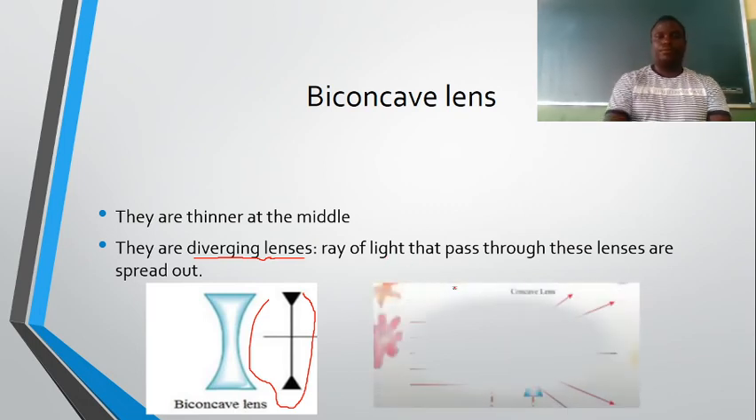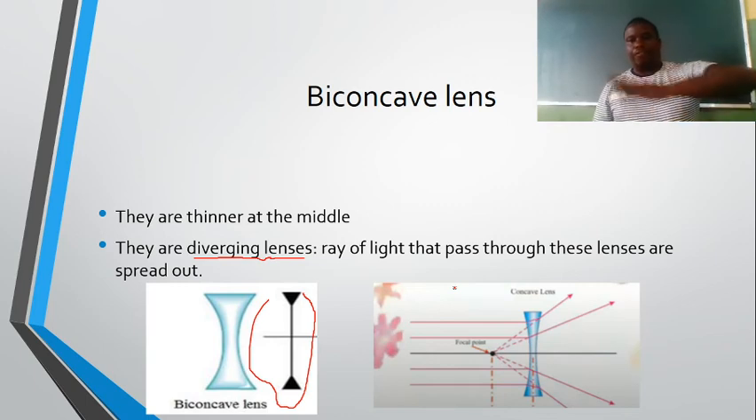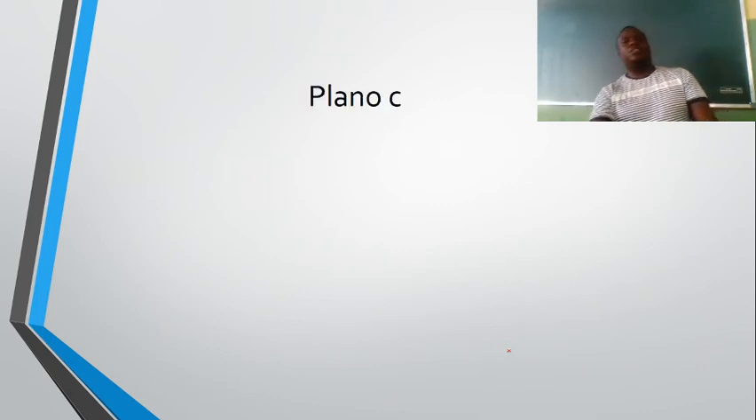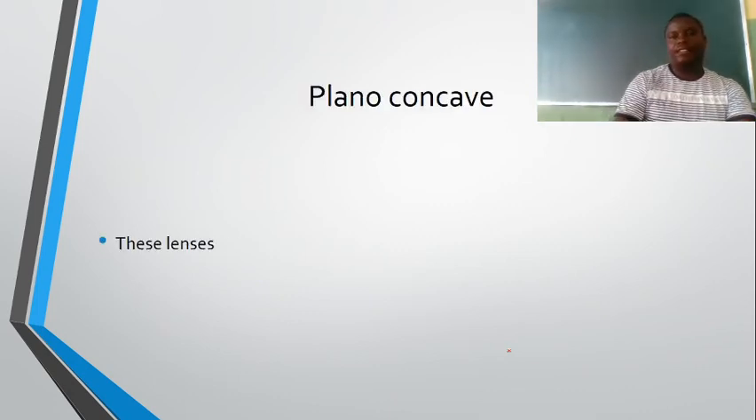So they diverge beams of light. You see the incident rays are parallel, those red ones, and they are divergent. And the image, how to trace the image, I will teach you in the next lesson. So let us continue with plano-concave lens.